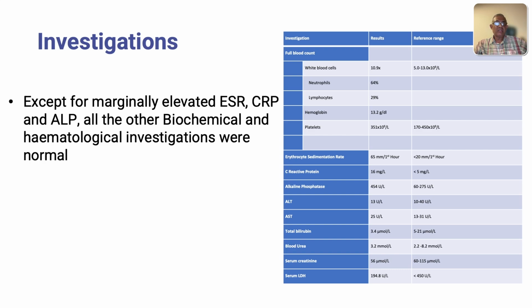We did all the investigations. The only things which we found were marginally elevated ESR and CRP and alkaline phosphatase level, and the rest of the biochemical and the hematological investigations are normal, as you can see in this slide. Next one.